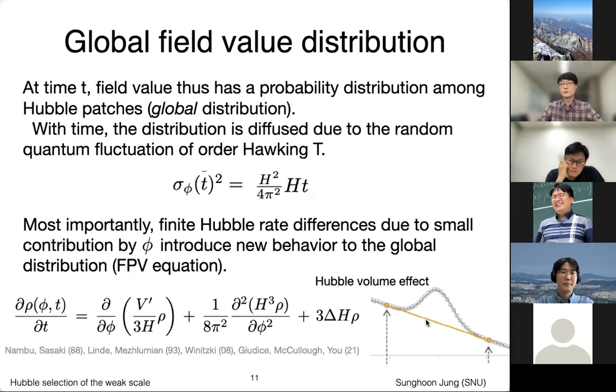If the distribution were a delta function, there would be no bias, all the Hubble patches have the same Hubble rate, so we don't have this Hubble volume effect. But diffusion is necessary because quantum fluctuation is different in different Hubble patches. At some point the width becomes large enough, delta H becomes large enough, then the Hubble volume effect becomes dominant, and the peak of the distribution may climb up the potential. That's a non-trivial behavior that might be Hubble selection, like random mutation and natural selection.